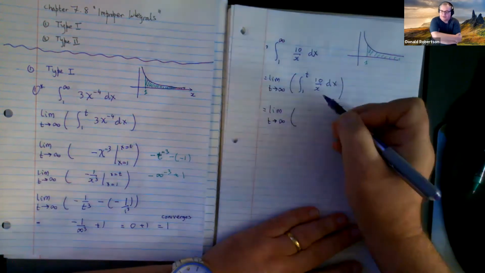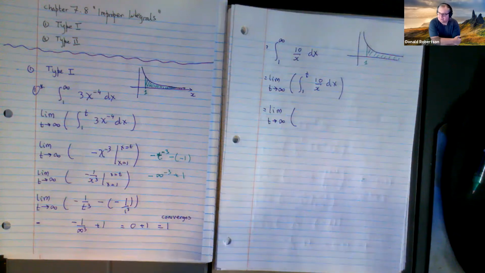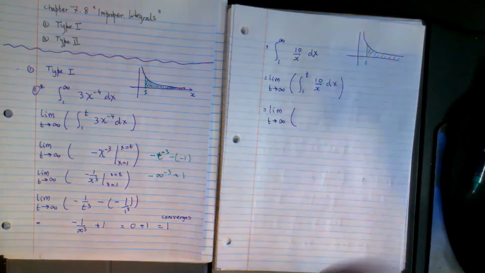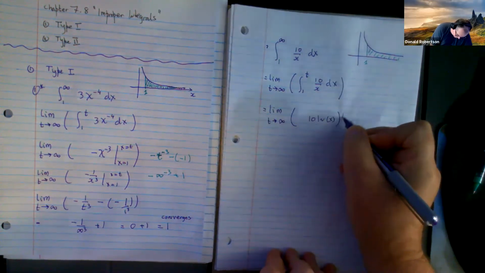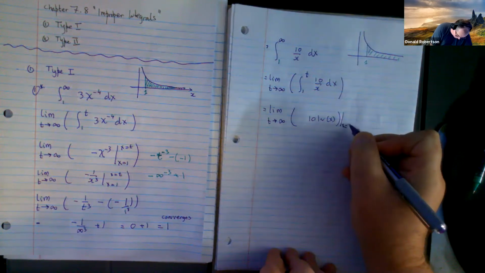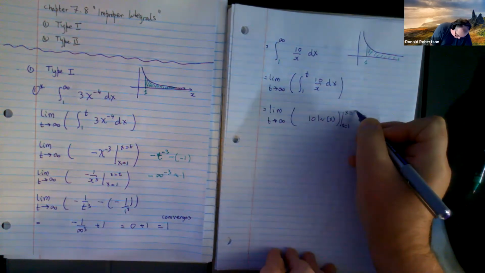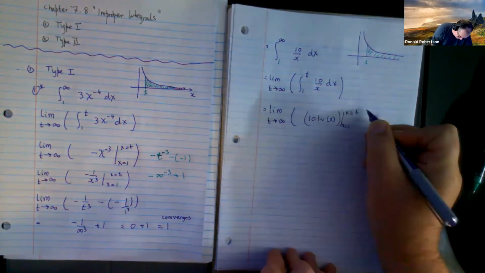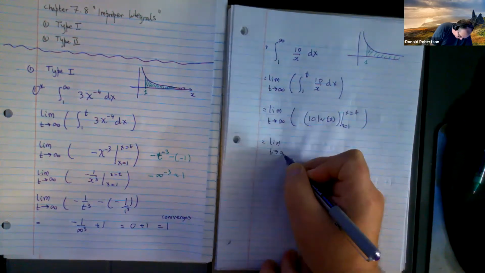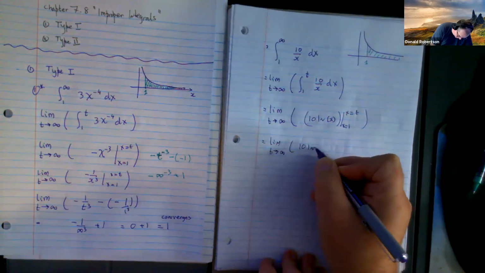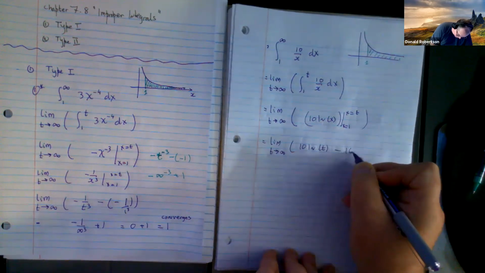What's the antiderivative of 10 over x? That would come under, I have a good memory. In other words, I just know the answer. Is that 10 ln of x? Correct. And we're going to evaluate that guy at x equals 1 to x equals t. And now we're going to have the limit as t tends to infinity of 10 log t, take away 10 log 1.